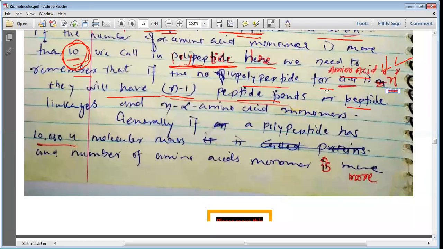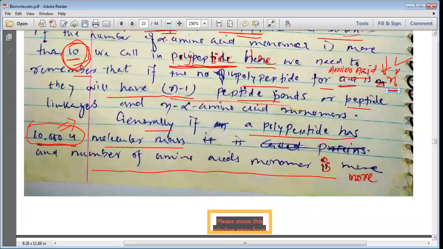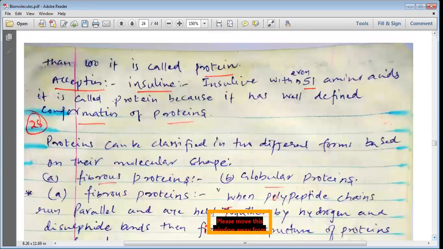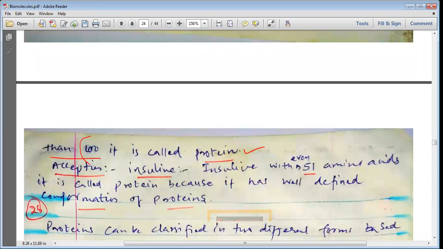So polypeptide is also known as a protein. Generally, if the molecular mass of a polypeptide is 10,000 U or more, and the number of amino acid monomers is more than 100, my dear students, then it is called protein. Please remember, my dear students, that if a polypeptide has a molecular mass more than 10,000 U, or unified mass or AMU, and if the number of monomers is more than 100, in that case such a polypeptide is known as protein.